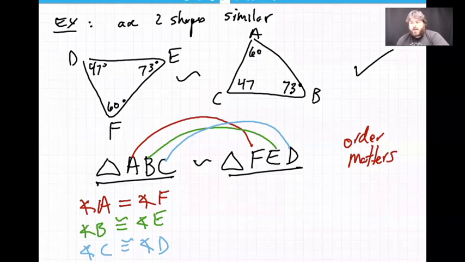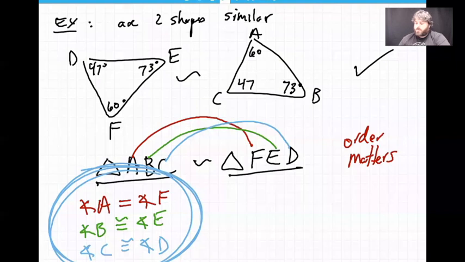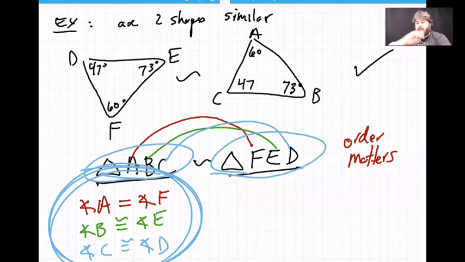So again, if the two things are similar, then I know information about the angles. And also, if I know the angles are the same, I can say they're similar. That's how you would use that idea to show similarity. Don't forget, this means something very specific. When I write ABC is similar to FED, I'm saying A and F, B and E, and C and D are congruent to each other.